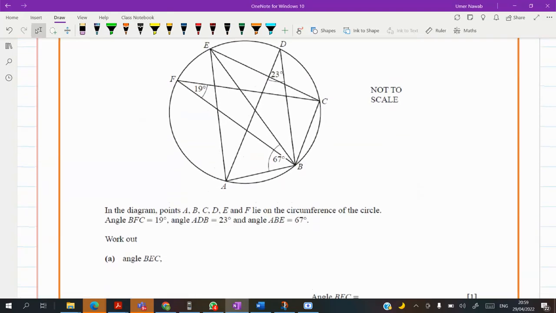This question, angle BEC we want to find. Let me highlight where the angle BEC is. BEC.